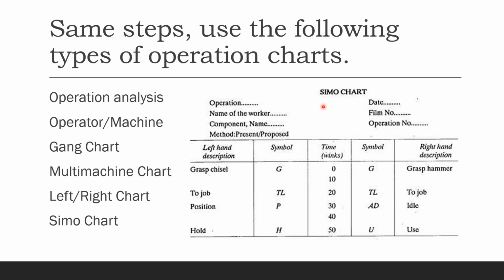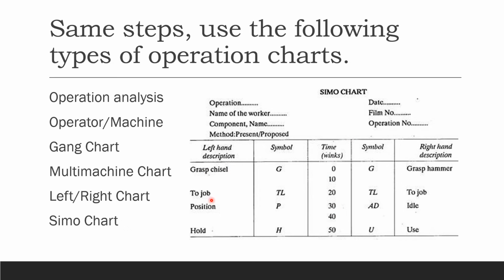Anyway, this is an example chart that we use. It's a type of operation chart, a SIMO chart. This shows what kind of operation and the name of the person, and then we look at the operator's left hand and right hand. These are just symbols. That's how much time it takes. These are the symbols of the activity that this person is doing, and this is how long it takes.